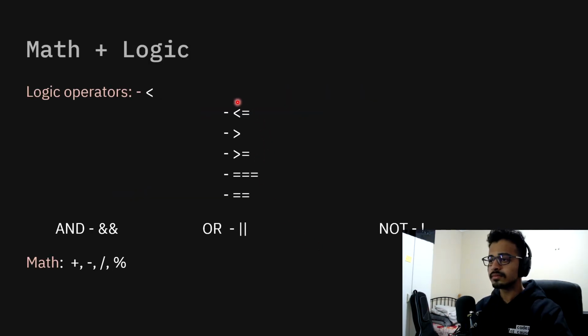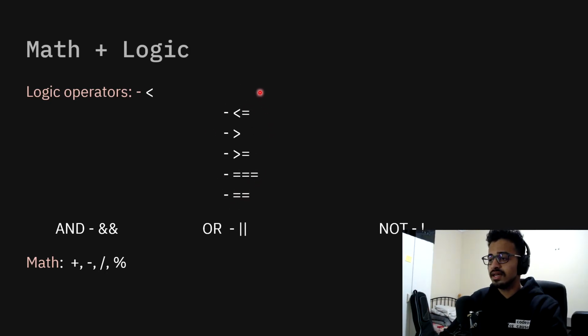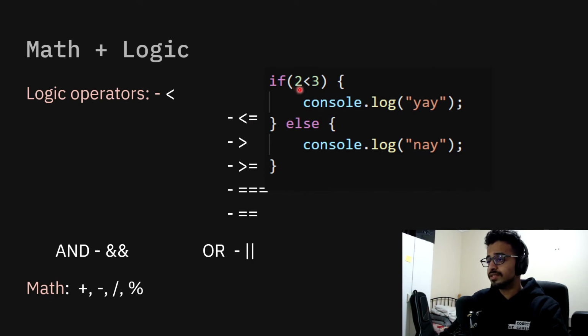Okay. Math logic operators: greater than, less than, equal. These are the logic operators. If you've done programming, you should definitely know what these are. And, or, and not are pretty straightforward. Logic operators return you a Boolean value. So if you do 2 is less than 3, it's gonna return true, and it's gonna evaluate the true block of this if condition. If condition basically works like this.